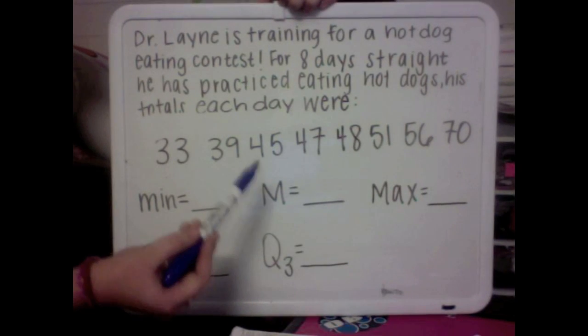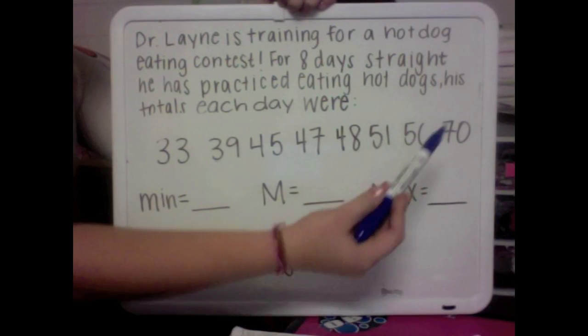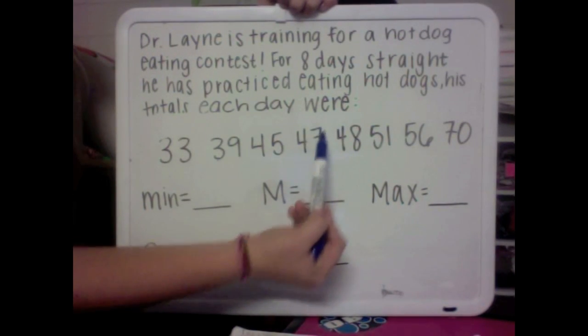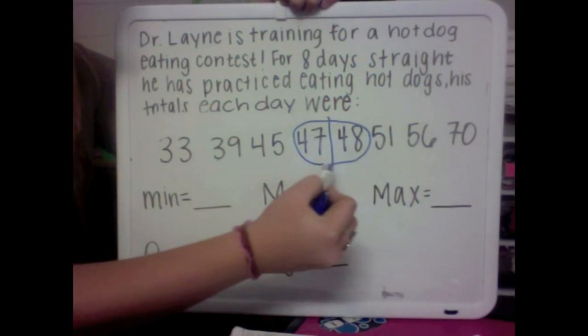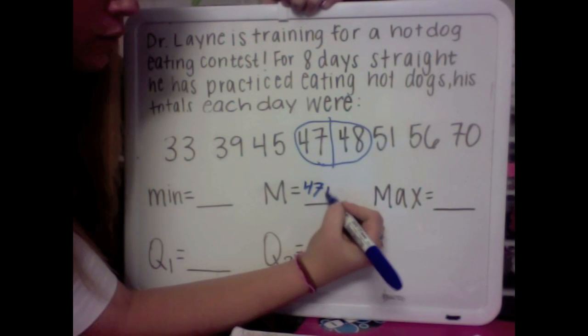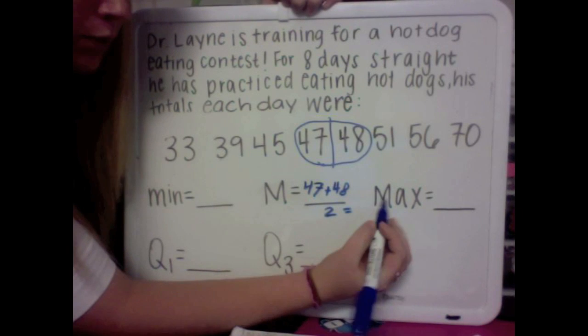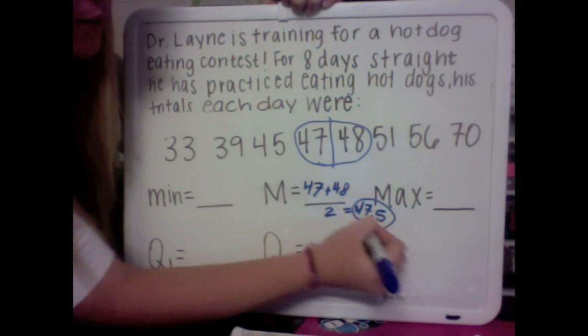First, we're going to find the median. So to find the median, you cut the data in half. Since there were 8 days, we're going to count to 4. 1, 2, 3, 4, since that was the middle. So we're going to take 47 and 48 and average them. So that's 47 plus 48 divided by 2, which will give you 47.5, which is your median.